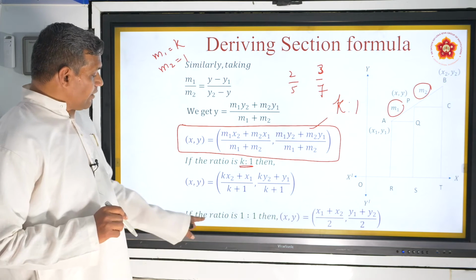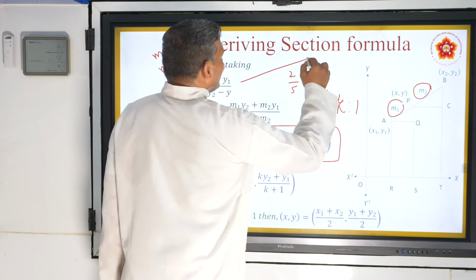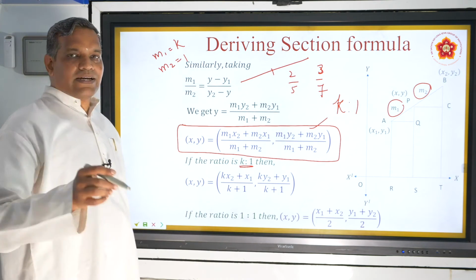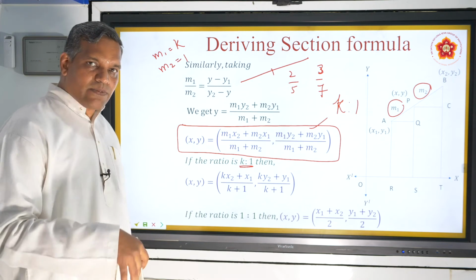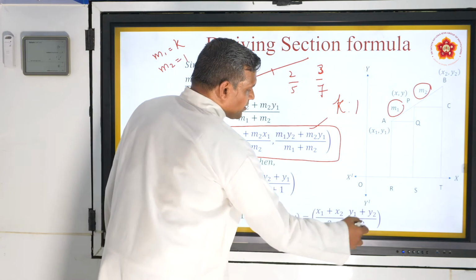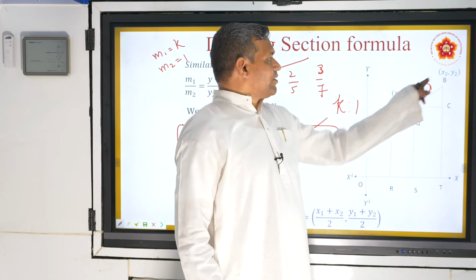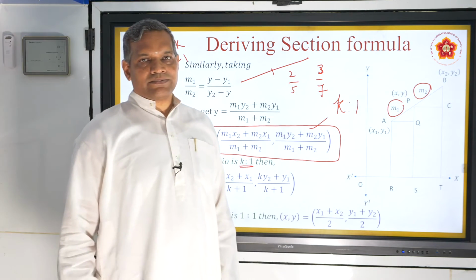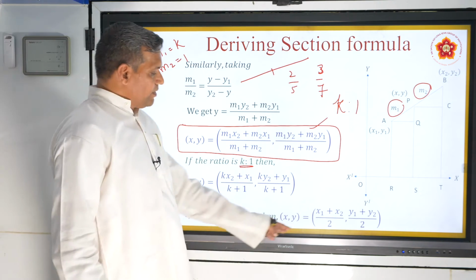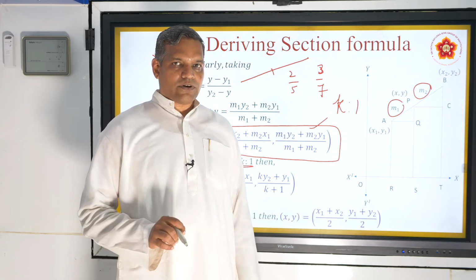Next, one more case. If the ratio is 1 is to 1, what is the meaning of 1 is to 1? You have a line segment, and it is divided exactly in half. This is 1 and this is 1. In that case, what is your formula? Is there any simplification? Of course, yes. The formula is (x1 plus x2) by 2, (y1 plus y2) by 2. Remember how easy it is. You get the middle point, the midpoint. So this is the main formula, and there is a squeezed formula, the midpoint formula, the 1 is to 1 ratio formula.